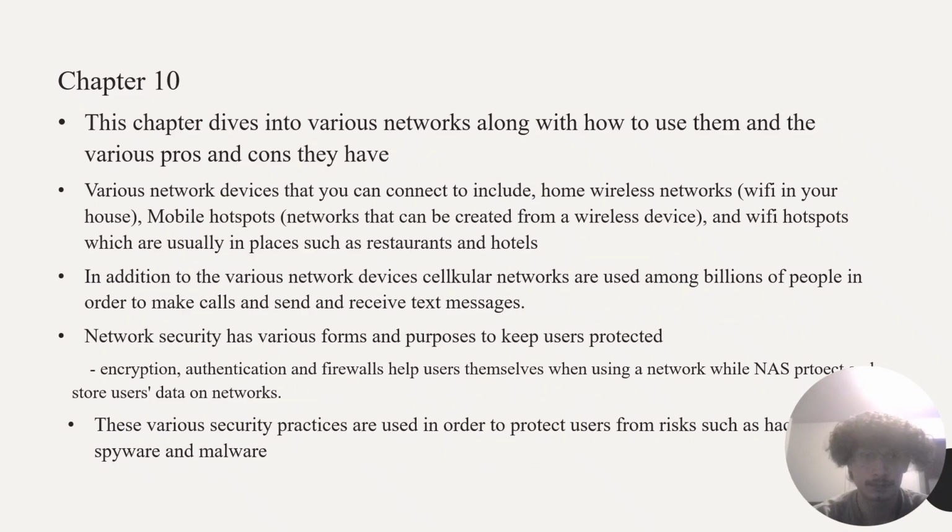On to Chapter 10. Chapter 10 dives more into the various networks, along with how to use them and the various pros and cons that they offer. Some network types that you can connect to include home wireless networks, which would almost be like the Wi-Fi in your house, where you have to have a router you connect it to. Usually there's a password. You have mobile hotspots, which are networks that can be created from a wireless device using data on your phone, along with Wi-Fi hotspots, which are usually in restaurants and hotels and other establishments like that.